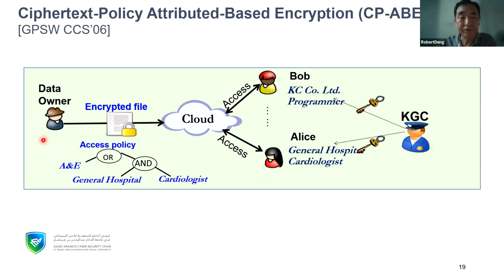On the left, we have the data owner. ABE is a public key encryption system. So there is a public parameter. It's a public key. So the data owner only needs to know the public parameter of the system so that he can perform an encryption. So when the data owner performs the encryption, he has to specify an access policy. All right, access policy.